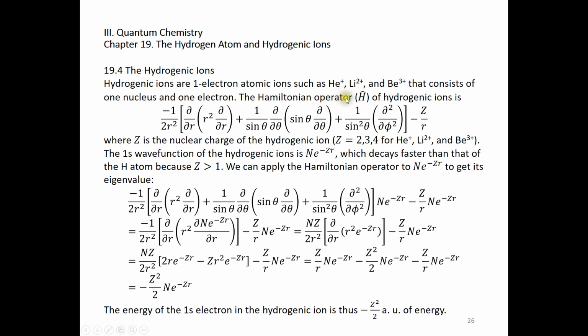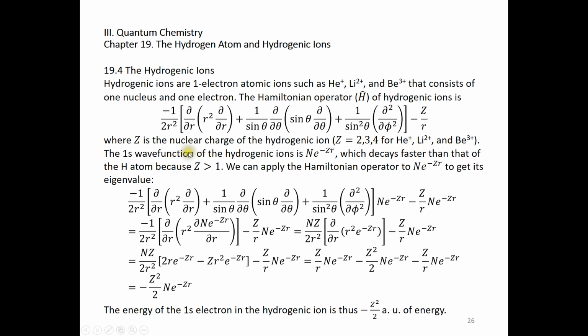The Hamiltonian of hydrogenic ions can be expressed as this: the kinetic energy operator of the single electron and the potential energy operator. The potential energy operator is negative Z over r, because in the nucleus we have a nuclear charge of Z. Z equals 2, 3, or 4 for helium+, lithium 2+, or beryllium 3+.